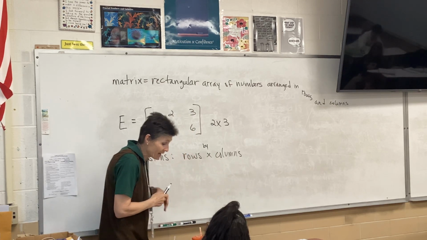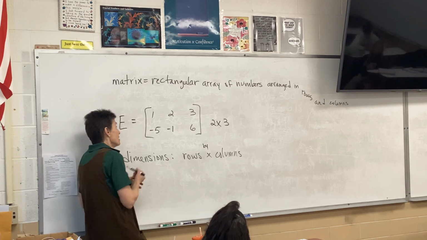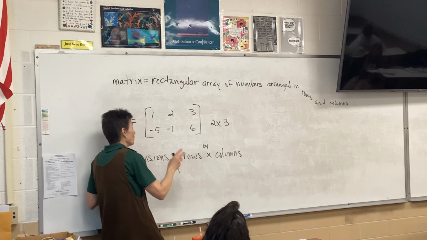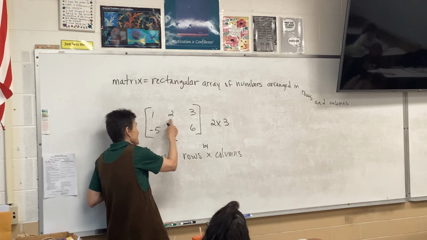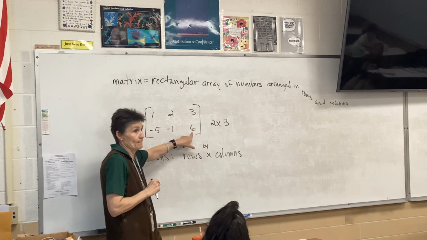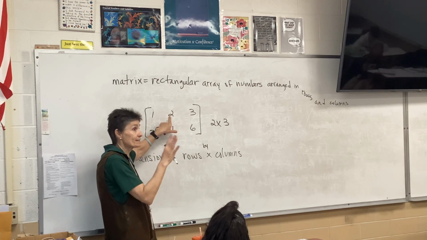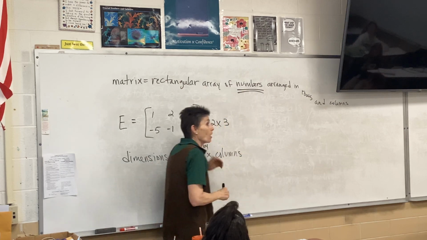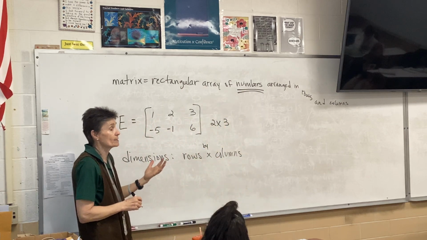Dimensions, squares. Entries or elements. The entries or the elements, and both words are fine, interchangeable, are the numbers inside the matrix. So 6 is an entry. 2 is an entry. So we said it's a rectangular array of numbers. These numbers are the entries. Those are called the entries.